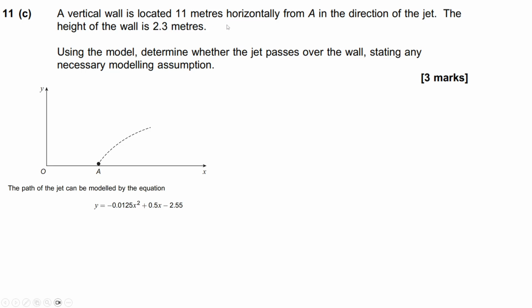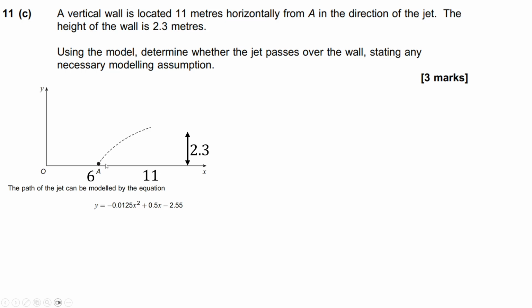A vertical wall is located 11 meters horizontally from A in the direction of the jet. The height of the wall is 2.3 meters. Okay, so if the wall is like here, height of 2.3 meters, the distance from here to here is 11. Just be careful, this is the point 6, so this is not 11 from here. Okay, so this distance from here to here is 5.